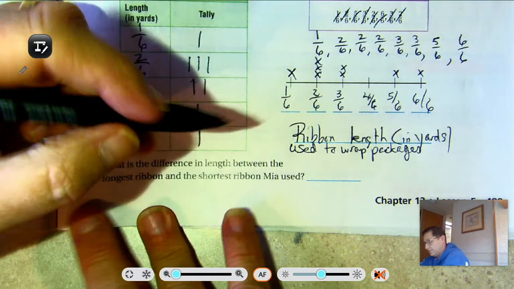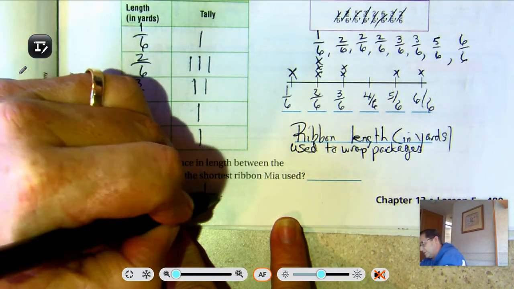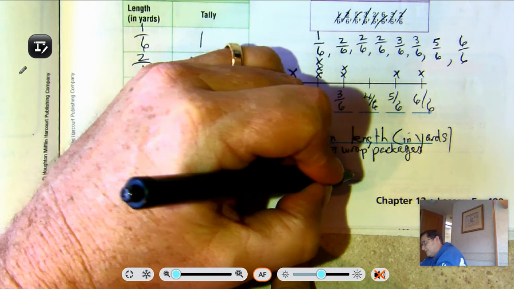So what's the difference in the length between the longest and the shortest ribbon? Number 5. So the longest was 6/6. The shortest was 1/6. So that's a difference of 5/6 yard.